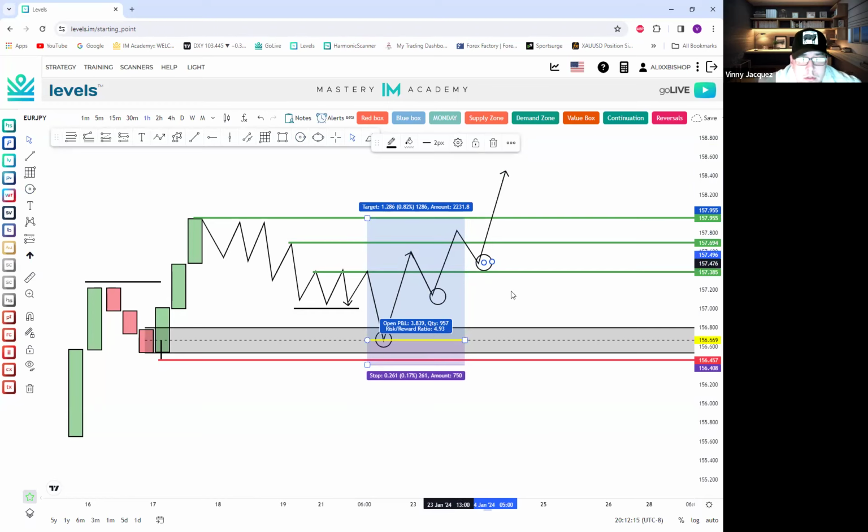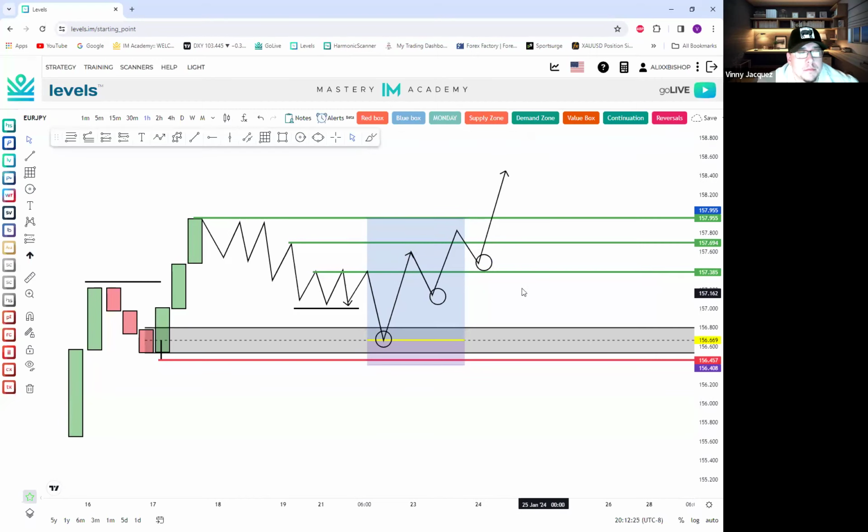So each pullback we take something off the table. Exactly. Yes.